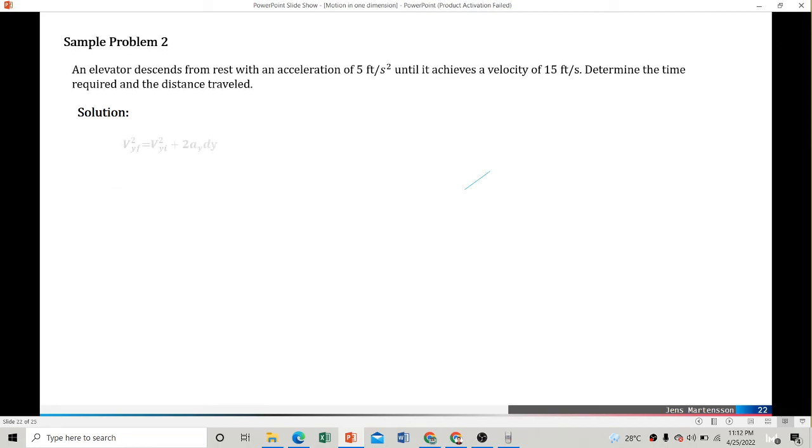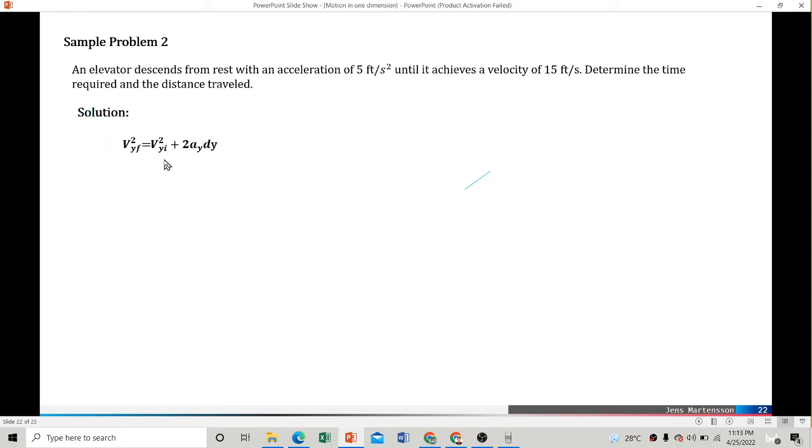Okay? For sample problem number 2, an elevator descends from rest with an acceleration of 5 feet per second squared until it achieves a velocity of 15 feet per second. Determine the time required and the distance traveled. So for the solution, we can use the equation that we have derived before.